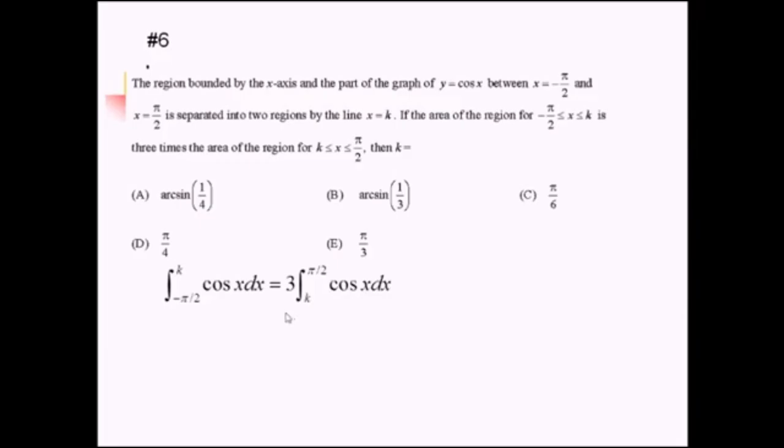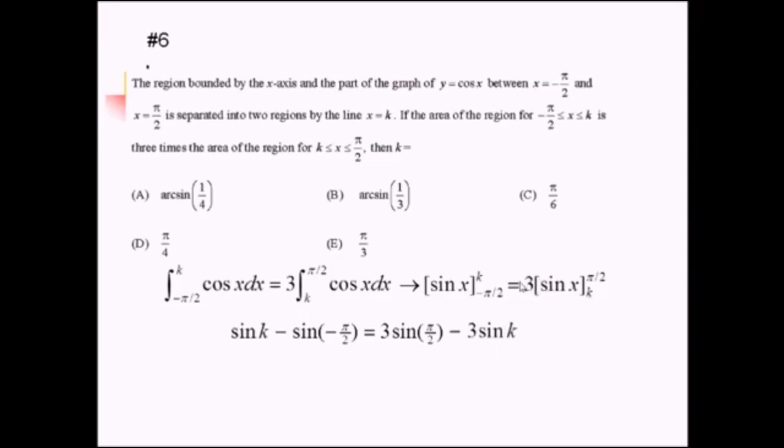Okay, so let me go ahead and expand all these now and solve for this x value. So using my fundamental theorem, first off, my antiderivative here is going to be sine of x, evaluated from negative pi over 2 to k. And over here, I'm just going to have 3 times sine of x from k to pi over 2. So on the left side, using my fundamental theorem, I have sine of k minus sine of negative pi over 2. All that's going to equal, and I can just multiply 3 by both of these things, so 3 times sine of pi over 2 minus 3 sine of k.